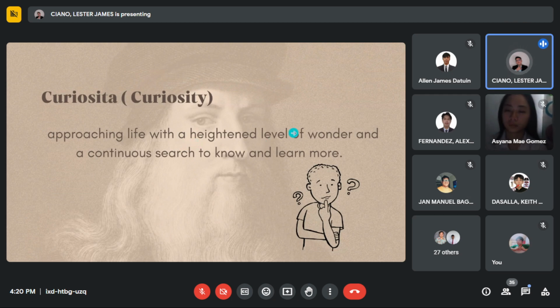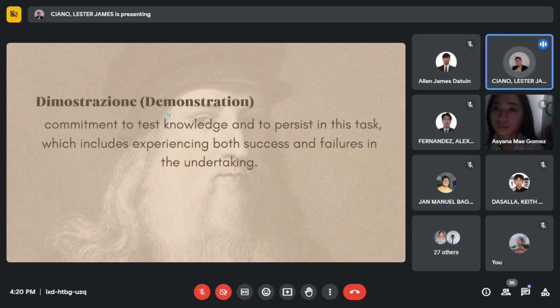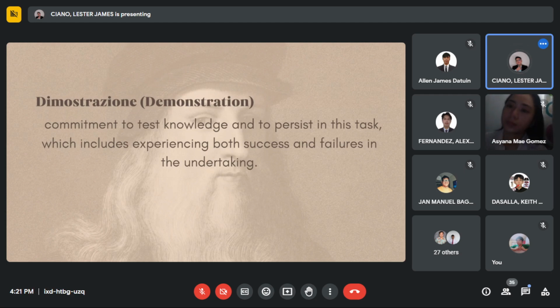So, being curious is okay. So, pangalawa, demonstrasyon. Demonstrasyon, no? Or demonstration. Commitment to test knowledge and to persist in the task, which includes experiencing both success and failures in the undertaking. So, commitment to test knowledge.